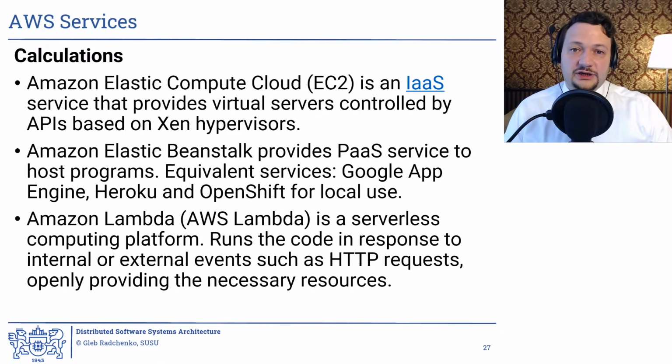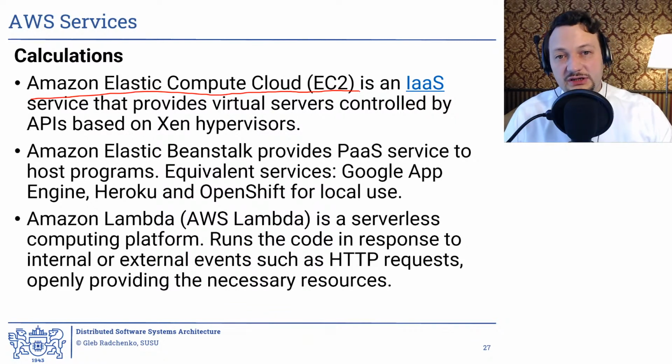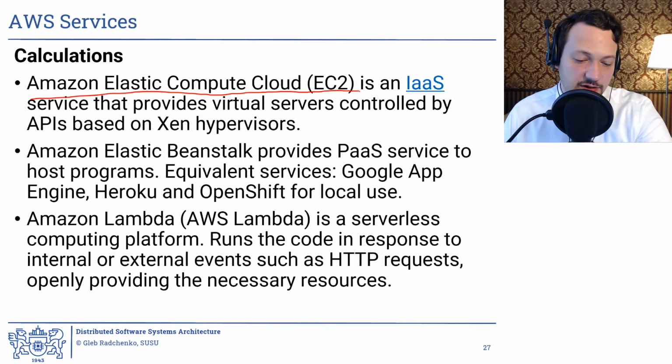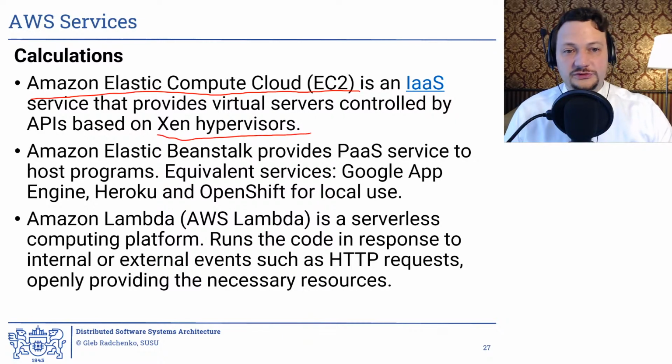So let's see what Amazon Web Services are available for the developer today. For calculations, of course, the simplest way, and what we will cover today, is the Amazon Elastic Compute Cloud service. This was their first and most popular solution for provisioning virtual machines to users. They used the Xen hypervisor for the virtual machines development.